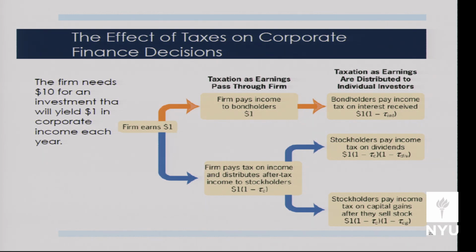So the total after-tax fraction of the $1 received by the equity holder is 1 times (1 minus tau corp) times (1 minus tau div), right? Because 1 times (1 minus tau corp) gives us the 65 cents, and then they're going to keep 85% of that 65 cents. So it's (1 minus tau corp) times (1 minus tau div).